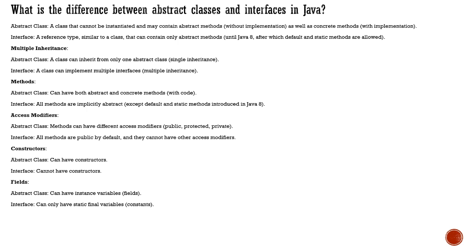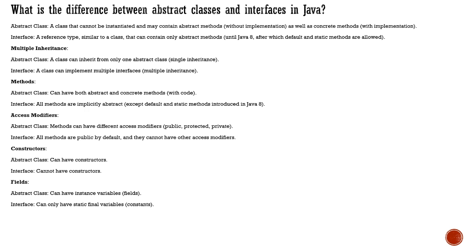Now methods. In abstract classes you will have both abstract and concrete methods which will have code. But in interfaces, all the methods are implicitly abstract. As I mentioned, after Java 8 there were default and static implementations, but until then it was completely abstract. Now the access modifiers used in abstract classes are different: we can use public, protected, private. But in an interface, all the methods defined are public by default, and they cannot have other access modifiers at all. That's the restriction imposed.